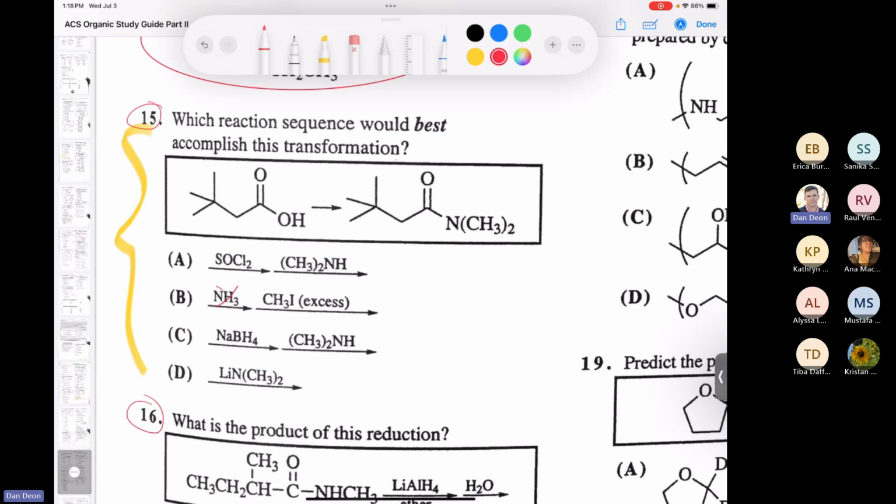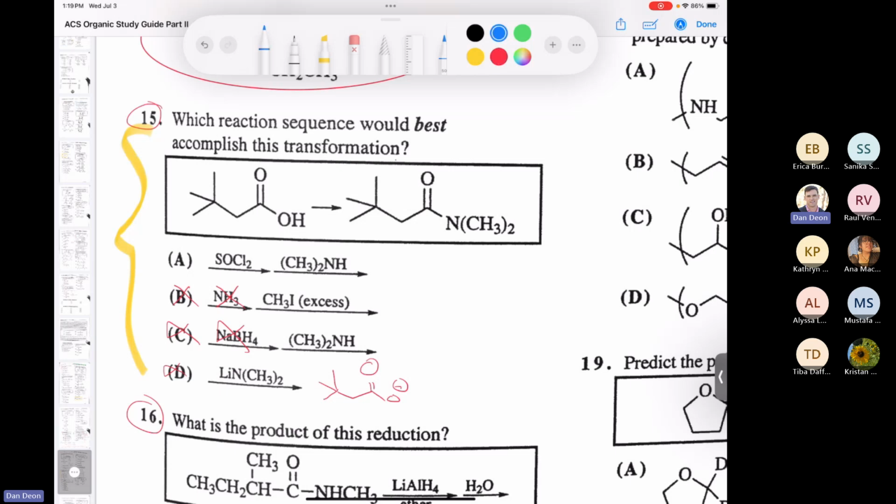Well, that's not going to do anything. The second one says to reduce it using sodium borohydride. Well, we don't want to reduce it because we want to keep our carbonyl intact. And then the last one is lithium dimethyl amide, which is just a base. So that one would just give you the carboxylate. All you would end up with in this case would be the carboxylate. So that's not really useful.